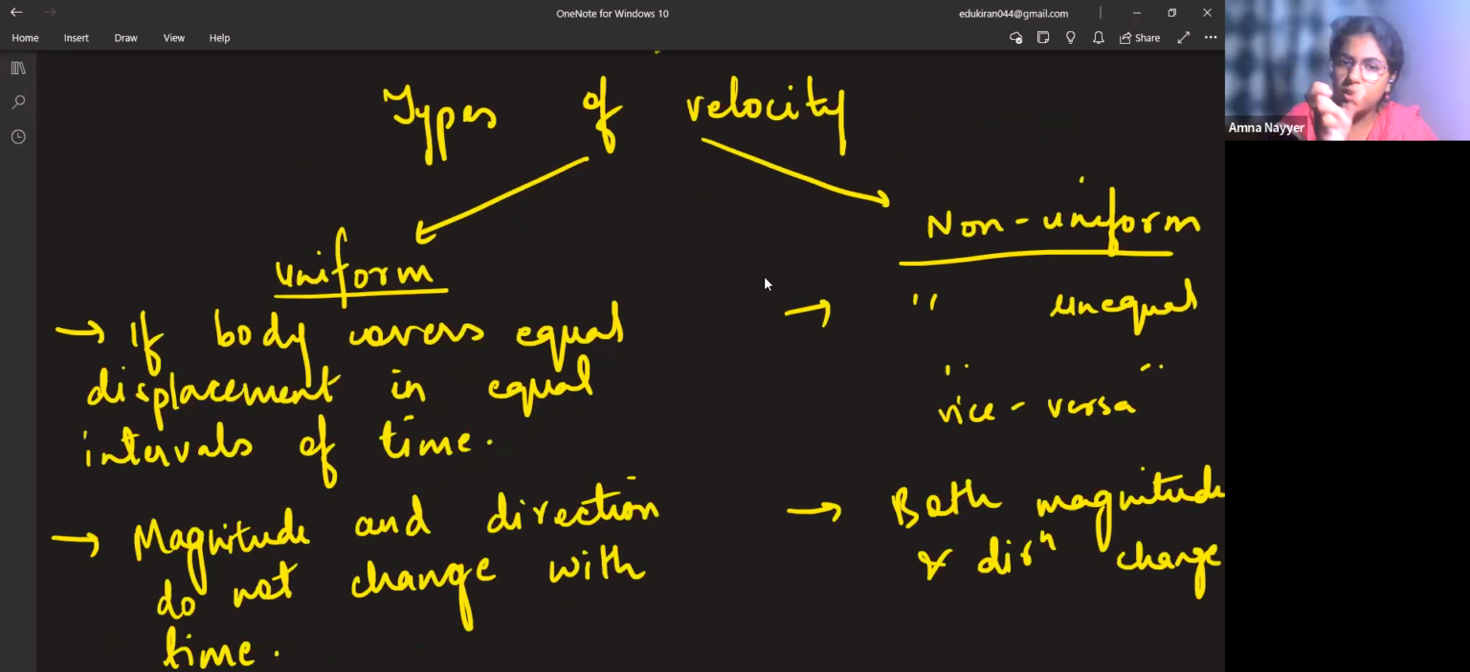So if displacement changes with respect to time, we obtain velocity. Now, if equal displacement is being covered in equal intervals of time, then we say it's uniform. When we are talking about vectors, you have two quantities, right? So you have two components of a quantity, that means its magnitude and its direction. If both the magnitude and direction remain the same, we obtain uniform velocity. If either of them, or both, the magnitude and direction, change, then we obtain non-uniform velocity.